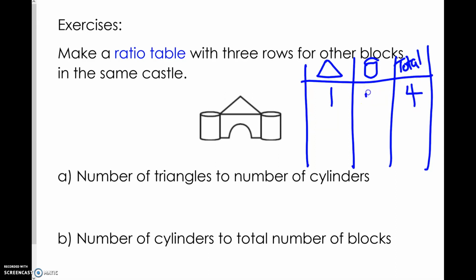We also have 2 cylinders. Now let's repeat. For 2 triangles or 3 triangles, we will need 8 blocks and 12 blocks. How many cylinders will we need if we have 2 triangles, 2 castles? Let's count up by 2s. 2, 4. If we have 3 triangles, we will need 6 cylinder blocks.